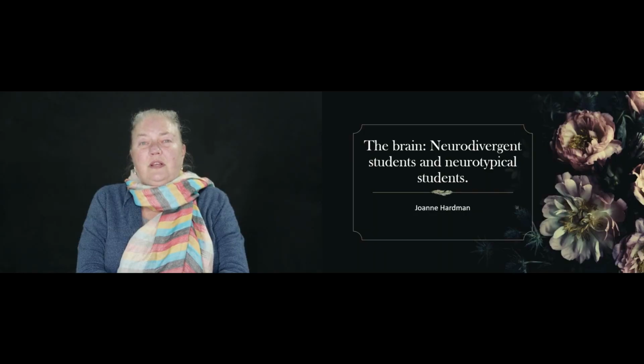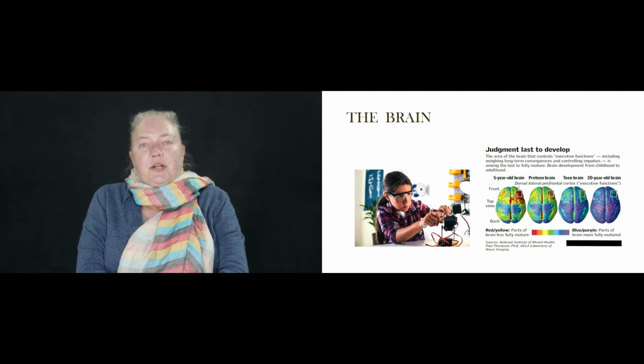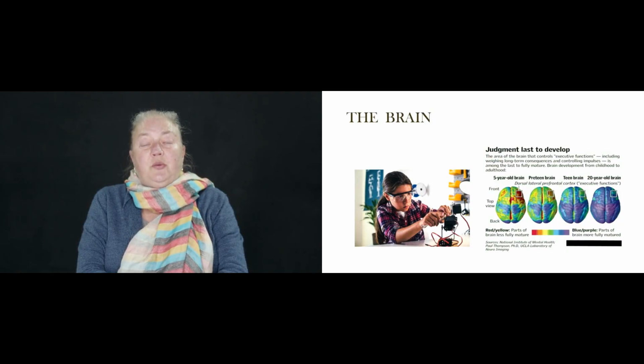One of the remarkable things that we've added to the book in some detail, the educational psychology book, is about neurodivergent and neurotypical students. What do I mean by neurodivergent and neurotypical? Well, it refers to the brain. Let's have a look at the brain. If you can see in this picture, what is the last thing to develop is in the prefrontal cortex. Judgment is the last thing to develop in a human brain.